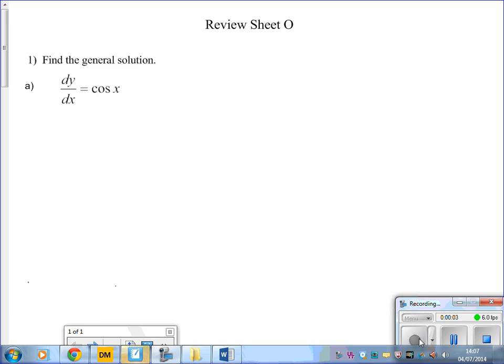Review sheet O. We're finding the general solution. So as in the last review sheet, I want the letters that are the same on the same side. So my dy is going to stay there, and on this side I'll have cos x dx. So now I can integrate both sides.